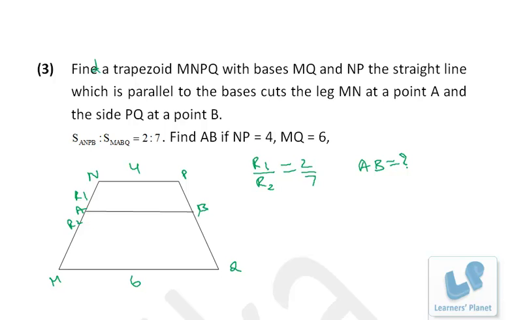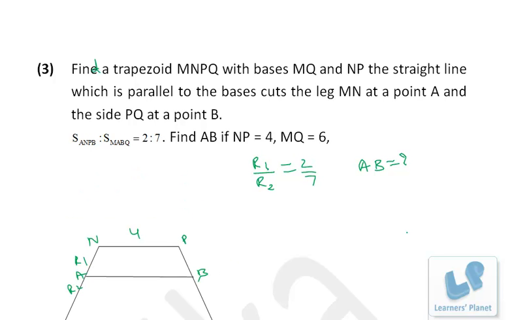Now this is the diagram for this trapezium. This length 4, this length 6. AB is not the midline, and it divides this trapezium into two parts having areas in the ratio 2:7. We have to find out the length of AB. Okay. Now let's see how to solve this.